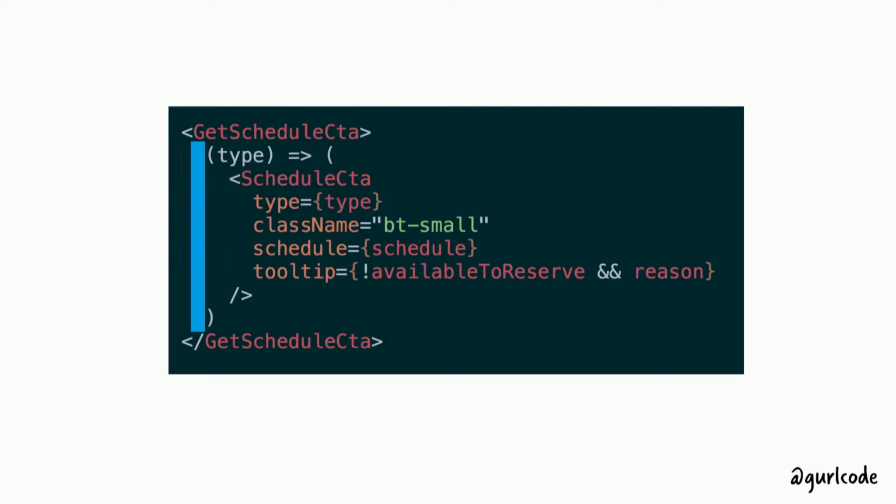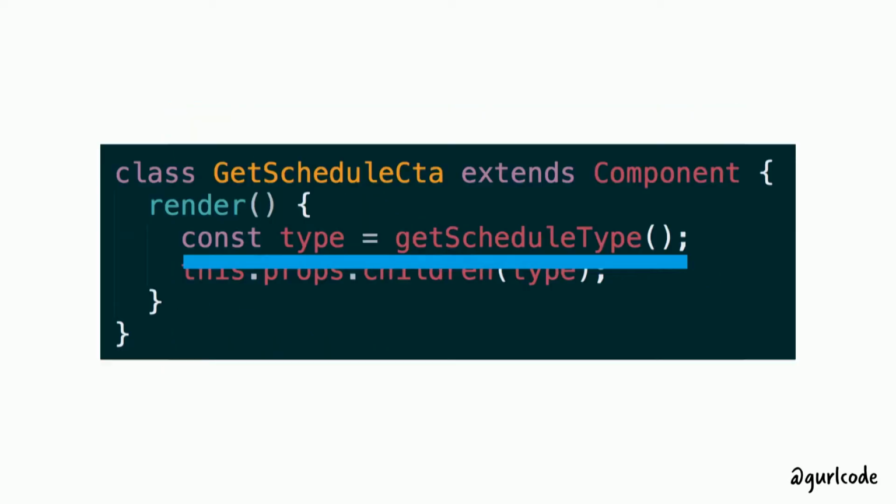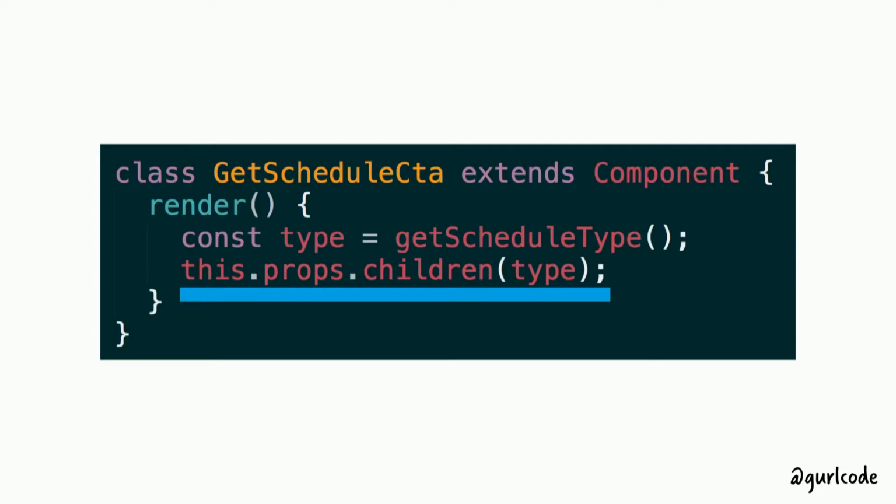So what's happening here is that this is a function that we pass as the children to the getScheduleCTA component. It expects a type, and it's going to pass that type into the ScheduleCTA. Inside of getScheduleCTA, that's where we're actually going to import the function with the embedded logic. I'm not passing in all the things that need to be passed into that right now, but it's happening, trust me. And it's going to give us the type, and then we're going to provide that type to this.props.children. So we're calling that function that we gave it, and we're passing in the type.